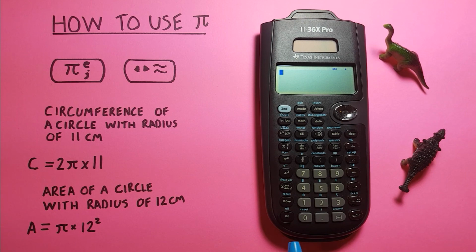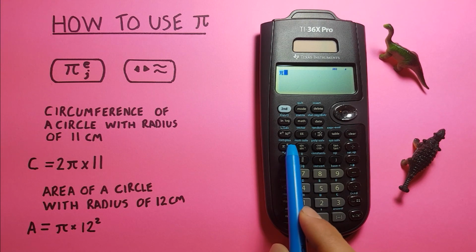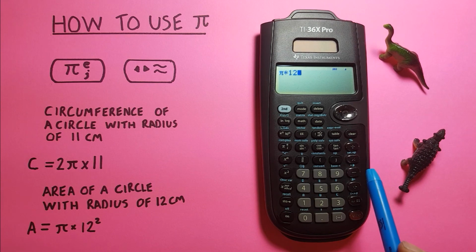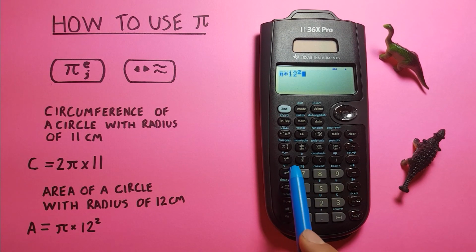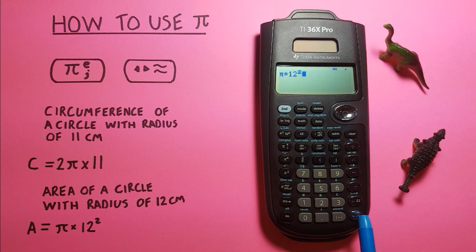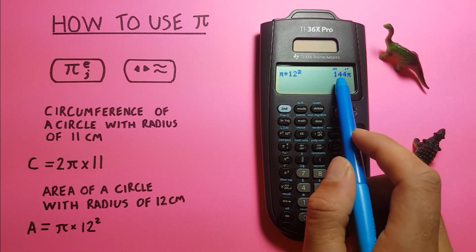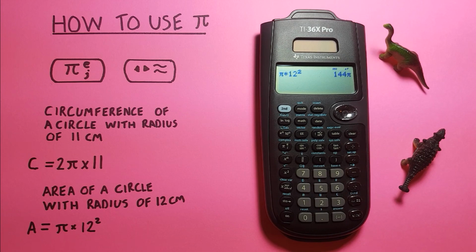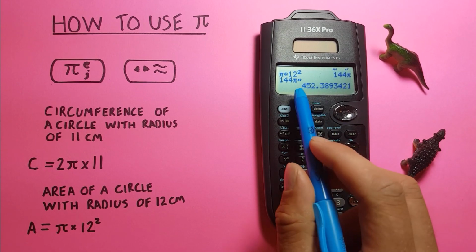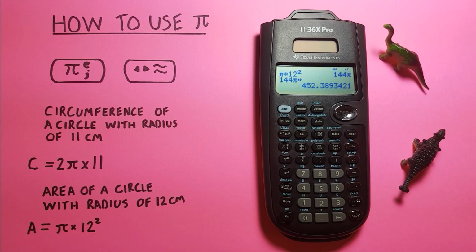So again, if we want to enter pi, we just hit this key here, get pi on the screen, and then we go times 12, which was our radius, and then square. There we go, pi r squared, enter. And we see we get 144 pi, which again, remember we can convert out of pi into a decimal with this key and get an area of 452.839.